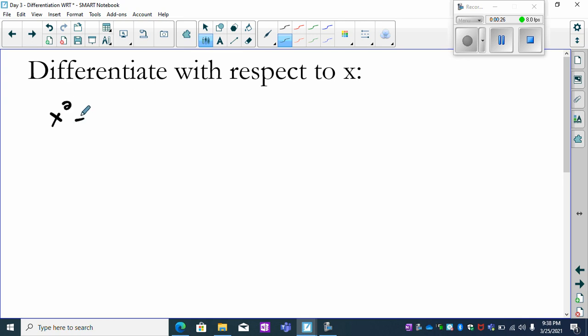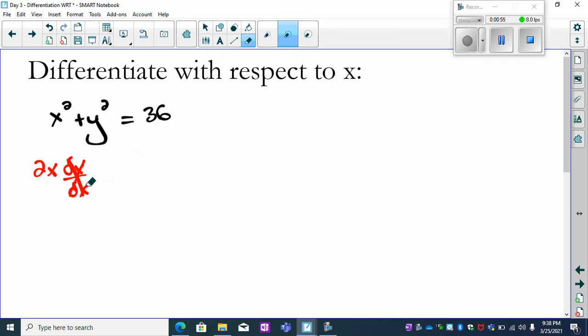And I believe we looked at a similar function when we talked about implicit differentiation. So say it says x squared plus y squared equals 36. All right. If I wanted to differentiate that with respect to x, well, the derivative of x squared would be 2x, and then I could write times the derivative of x with respect to x. Well, that's just 1, so that differential won't show up. I'll leave it there for now. I'll show you what we'd get for an answer.